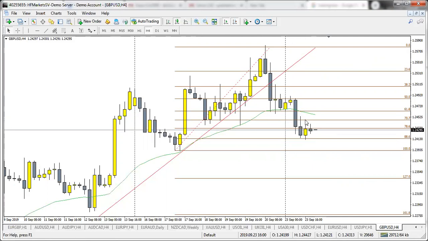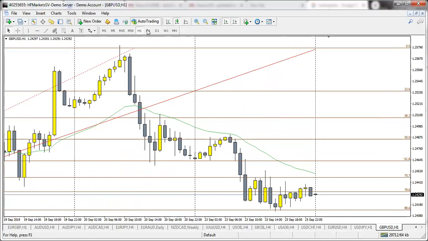So what is likely going to happen? What is likely going to happen is that market is likely going to continue going down. It is that simple.